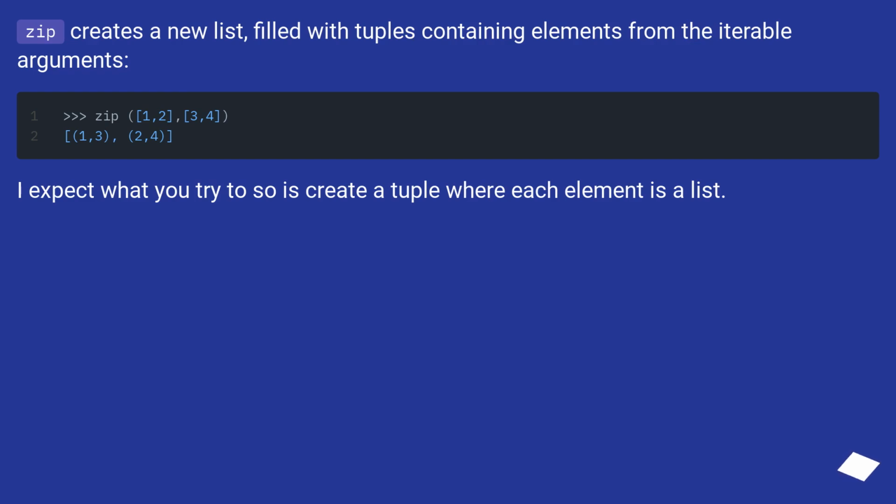Zip creates a new list, filled with tuples containing elements from the iterable arguments. I expect what you are trying to do is create a tuple where each element is a list.